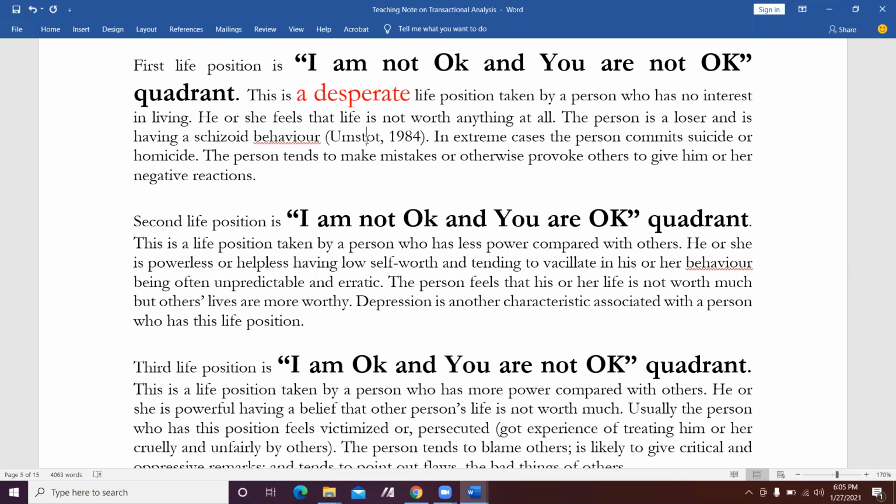In extreme cases, the relevant person commits suicide or homicide or both. In extreme cases, if there is a person who is in this desperate life position, it is possible that he can kill others and also he can kill himself. The person tends to make mistakes or otherwise provoke others to give him or her negative reactions. Some people behave in that way.